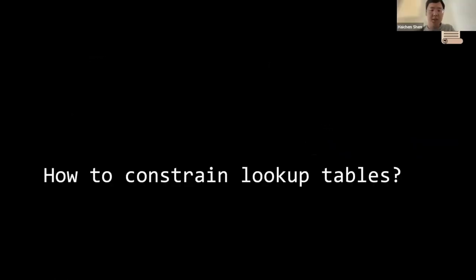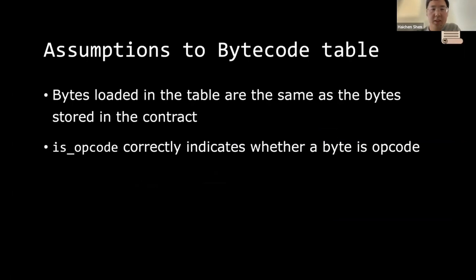Okay, so let's jump into the next section. We already said that because those lookup tables are constructed by the prover, we need to constrain them so that they cannot be constructed arbitrarily. Let's think back and take the bytecode table as an example. When we do the lookup into the bytecode table, we make certain assumptions that the bytecode table is constructed correctly. The first is that the bytes loaded into the table are the same as the bytes stored in the smart contract. The second is that it correctly indicates whether a byte is an opcode or not.